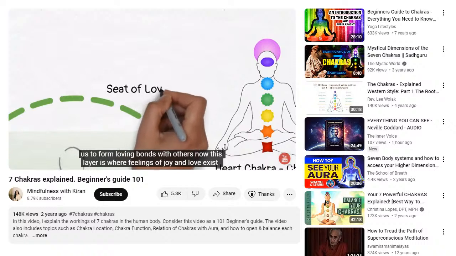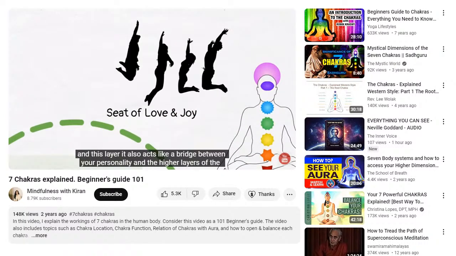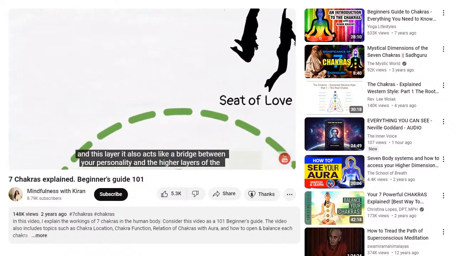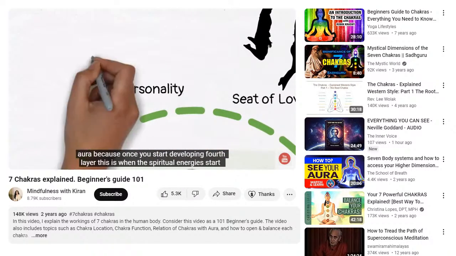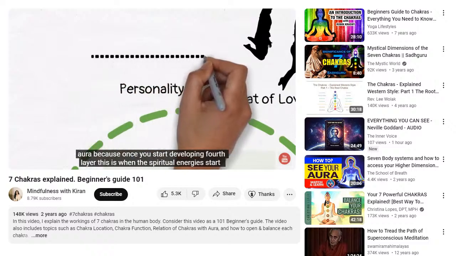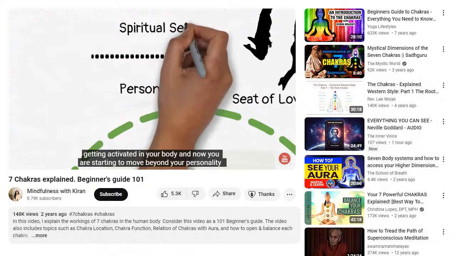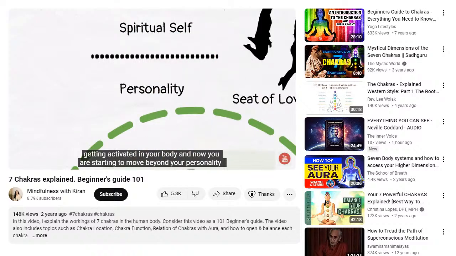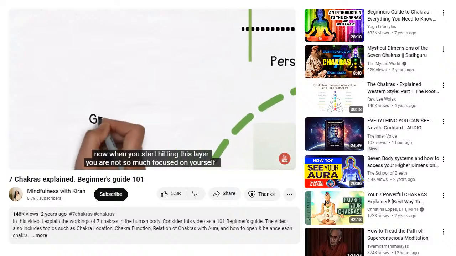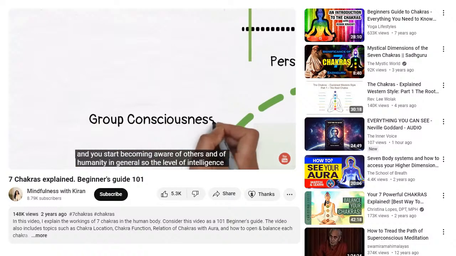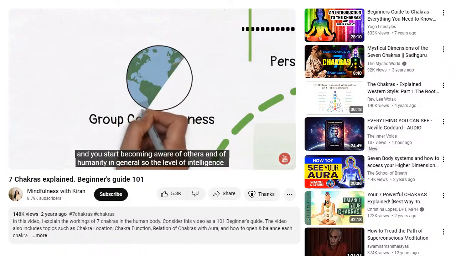Now, this layer is where feelings of joy and love exist, and it also acts like a bridge between your personality and the higher layers of the aura. Because once you start developing the fourth layer, this is when the spiritual energies start getting activated in your body. And now you are starting to move beyond your personality. When you start hitting this layer, you are not so much focused on yourself and you start becoming aware of others and of humanity in general.